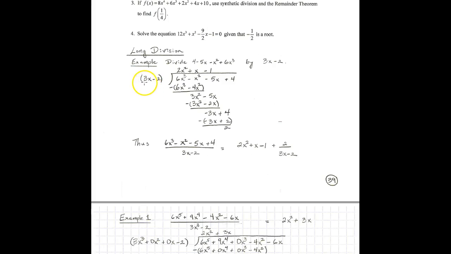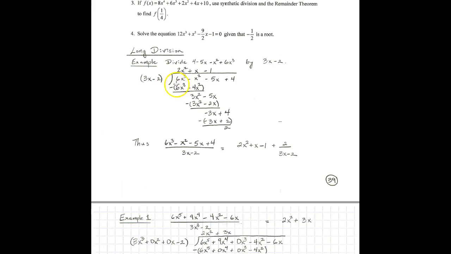Then you ask yourself, 3x goes into 6x cubed how many times? Or some people would say 3x times what equals 6x cubed? And we can see that that's 2x squared. So now I take my 2x squared and multiply it times this entire linear polynomial here, and I get 6x cubed minus 4x squared. Then I want to subtract that.